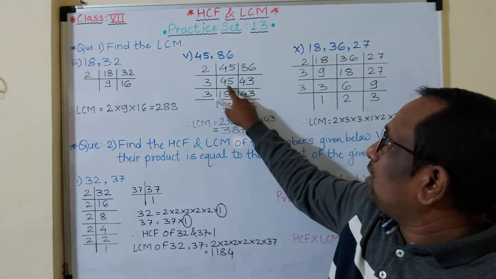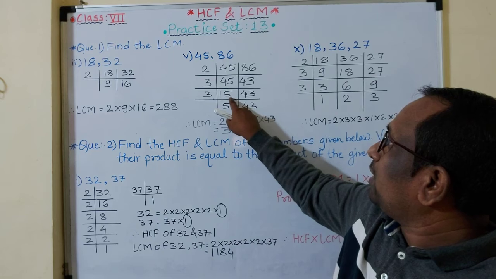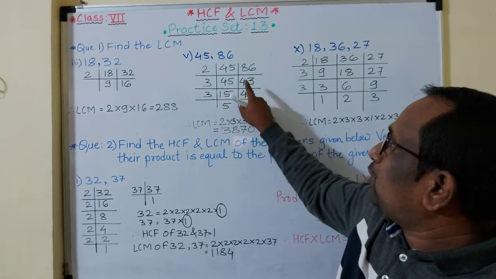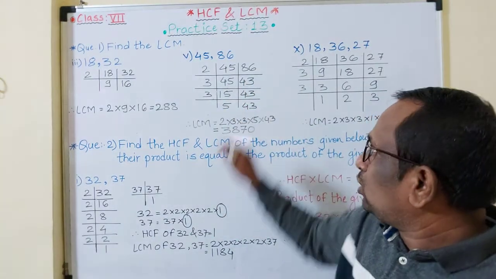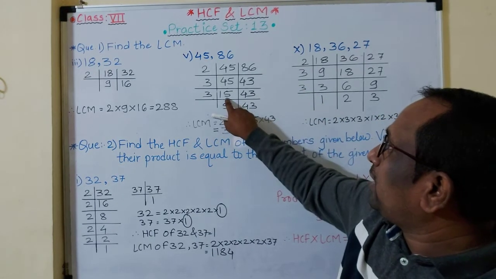So 3 1s are 3. Okay, 1 remains, 3 5s are 15. So 15 here. This 43 is not divisible by 3. So again we have to take 43 as it is. Now this 15 and 43.